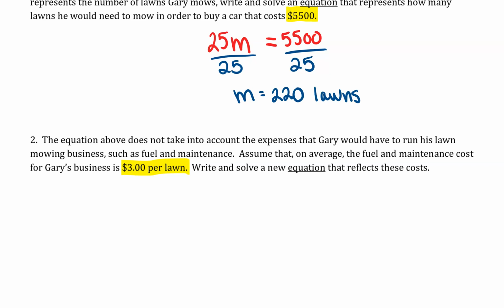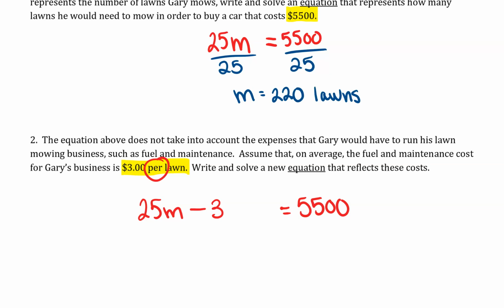So the other things are still in play, the $25 per lawn and the $5,500 total that he wants. So we're still going to have 25M, and then we're still going to have $5,500 total. But we also need to include his extra fees. The $3 is not more money that he's making. It's actually money that he's having to spend. So that's not going to be added to the money he's making. It's coming away from the money he's making. So he's now losing, or having to spend, an extra $3 per lawn. So the operation that I'm going to use here is subtraction, because he's losing $3 per lawn.